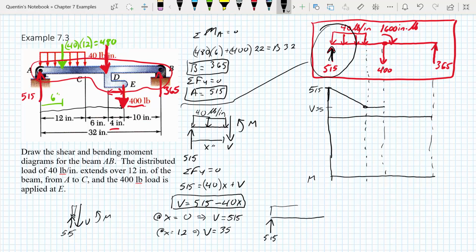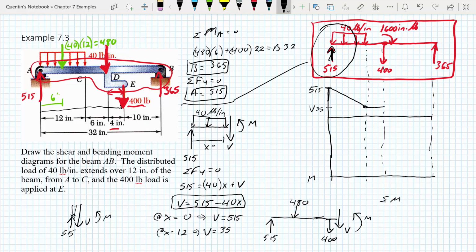515. We have a distributed load, but quite frankly, we're past that point of the distributed load. So I'm going to replace that distributed load with the 40 times 12, with just a single force here of 480. And then we go past that point, and we have V and M.